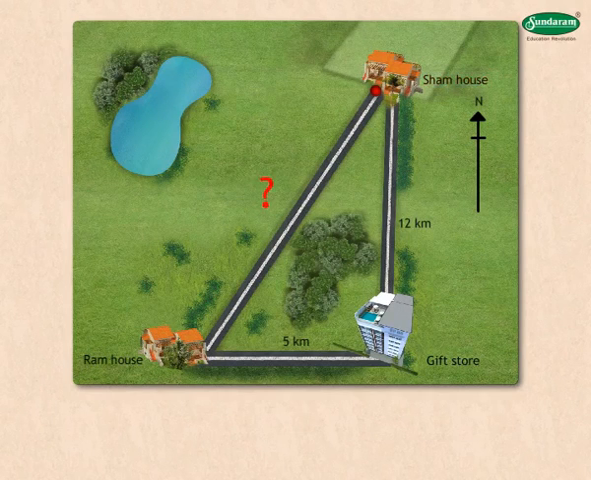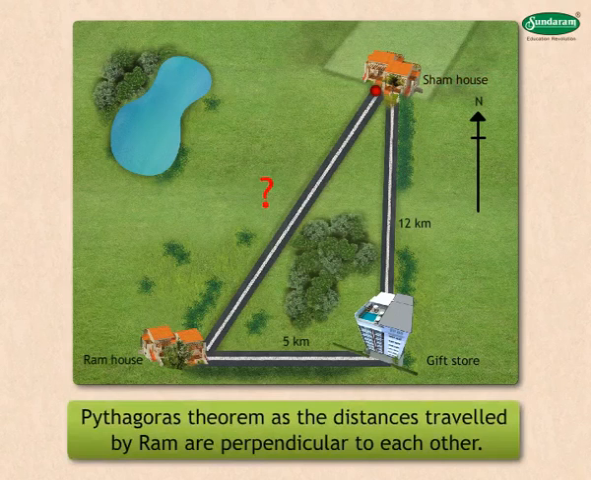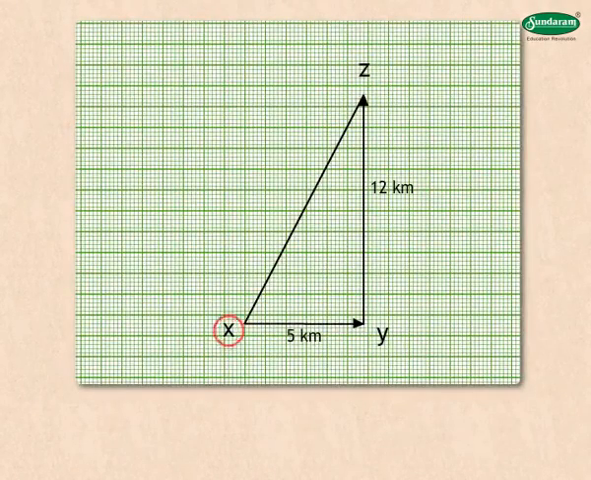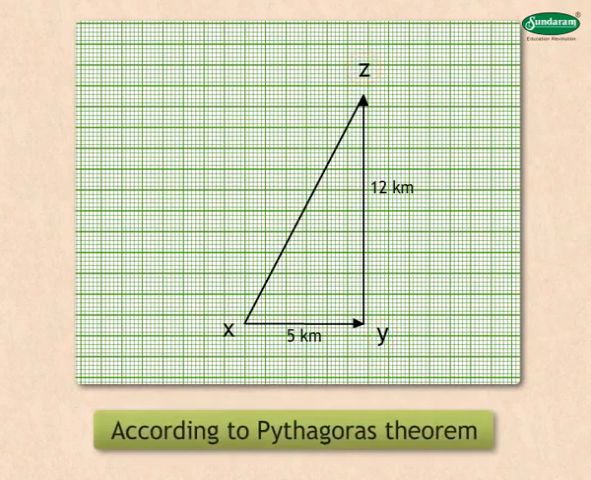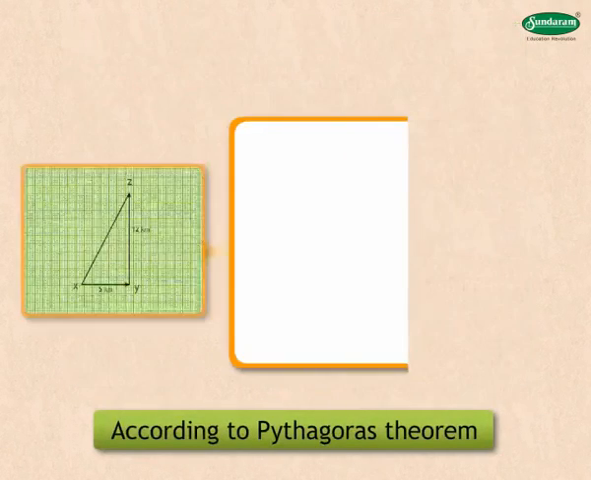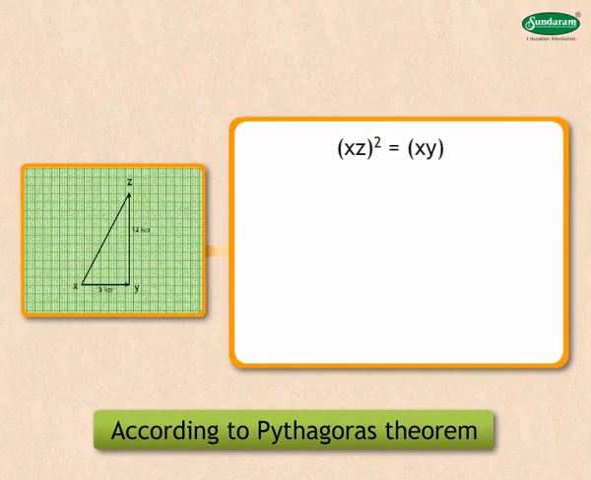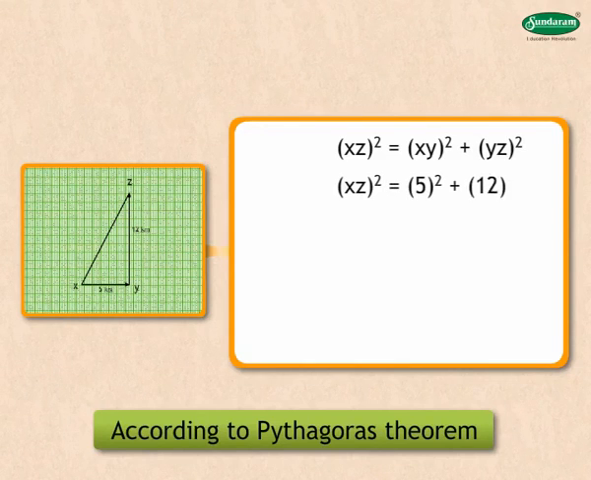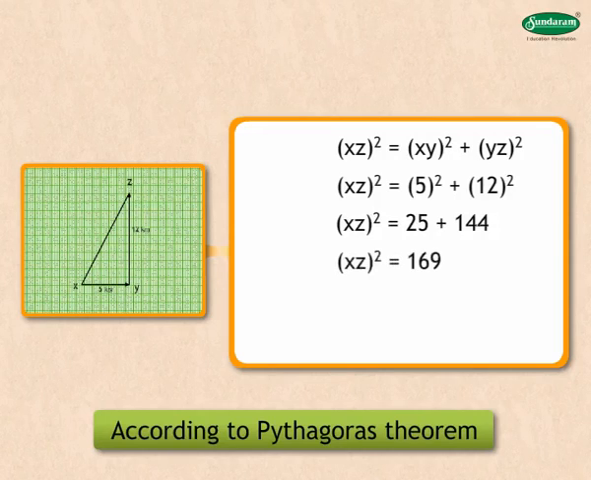We can find this answer using Pythagoras' theorem, as the distances travelled by Ram are perpendicular to each other. Let us name Ram's house as X, the gift shop as Y, and Shyam's house as Z. Therefore, according to Pythagoras' theorem, we have XZ squared is equal to XY squared plus YZ squared. Therefore, XZ squared is equal to 5 squared plus 12 squared. Therefore, XZ squared is equal to 25 plus 144. Therefore, XZ squared is equal to 169.